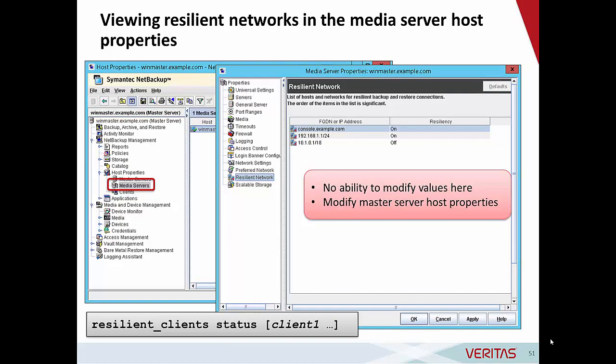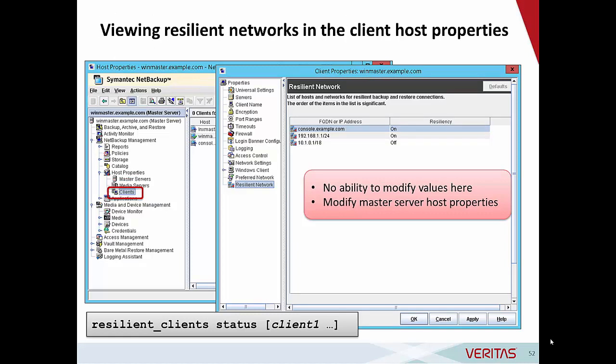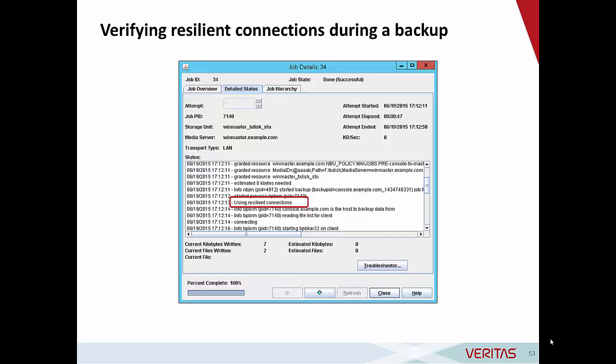Resilient network settings can also be viewed from the media server host properties, although they cannot be configured from here. In the same manner, resilient networks can be viewed but not modified from a client's host properties. To verify that resilient network connections are being used during a particular backup, examine the detailed status from the activity monitor for that backup job and look for the line Using Resilient Connections.